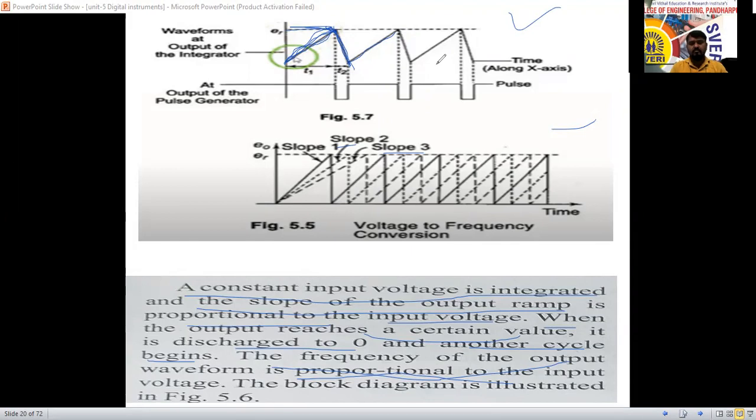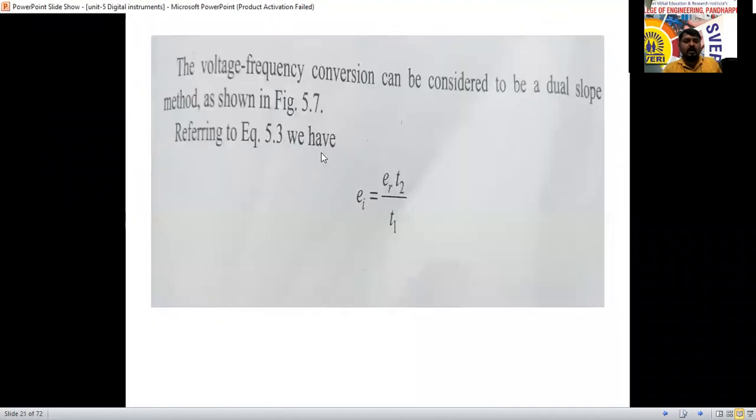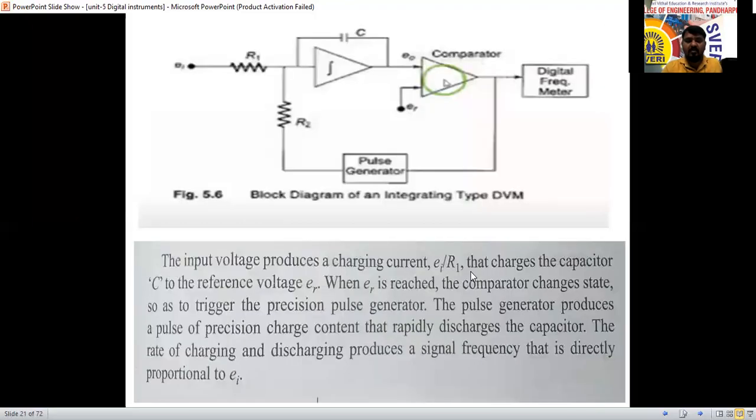Any doubts here? No. So next, the same block diagram. Here I have written that the frequency conversion can be done with the dual slope. Whatever the input voltage is, that is the reference voltage into the time taken to discharge divided by the time taken to charge. To get it, the reference ER divided by T1 into T2 is the formula for the input voltage.